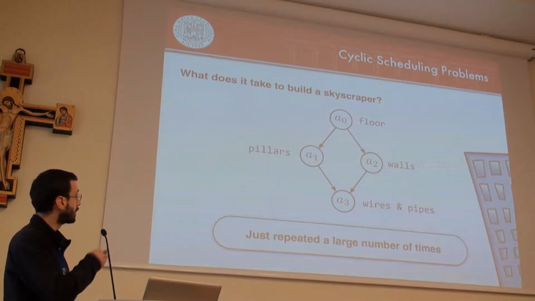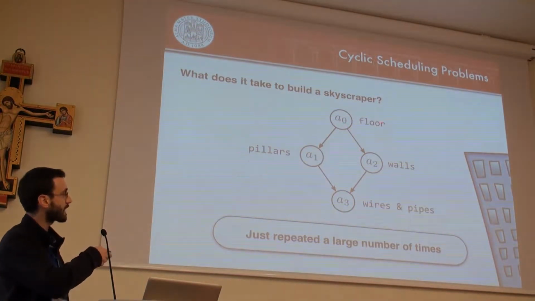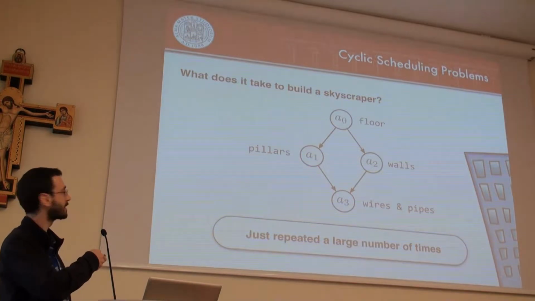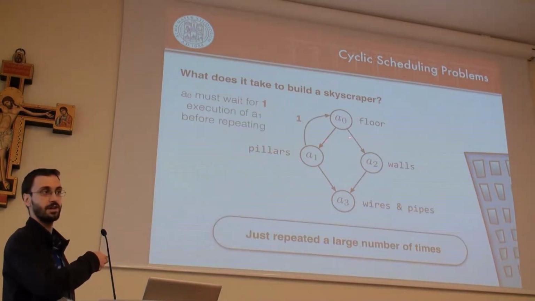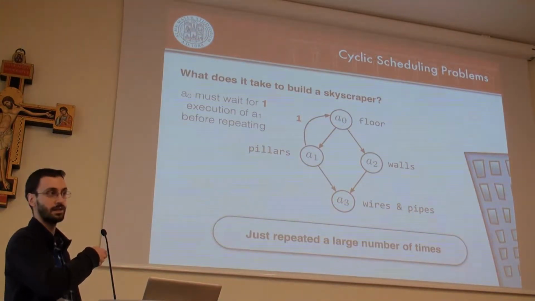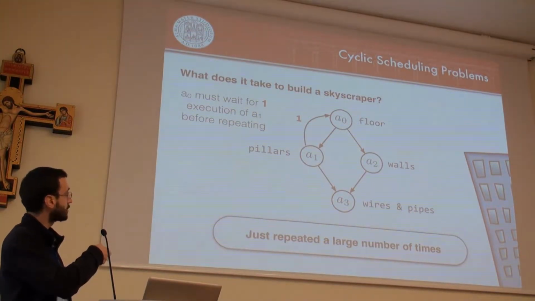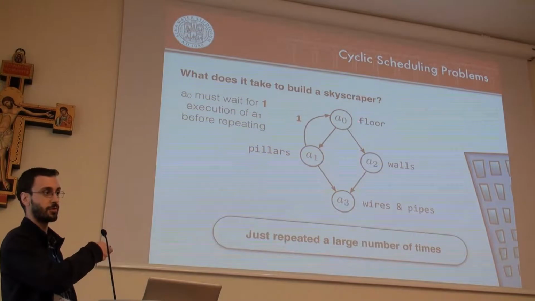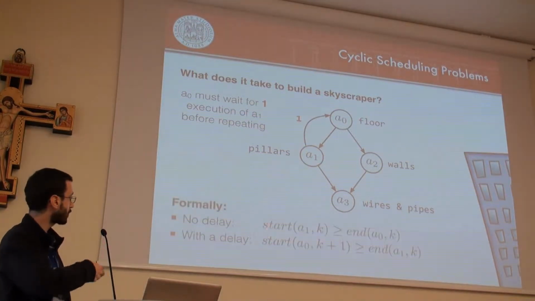Something more. You may notice that we have a poor chance to build the second floor if we don't extend the pillars to the first floor first, right? So basically we have a cyclic dependency here. Not just a cyclic dependency, but a cyclic dependency with a delay. This one number here means that the next execution of A0 must wait for the current execution of A1 before starting. So formally we have this.